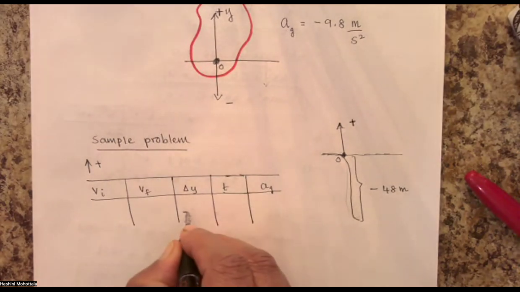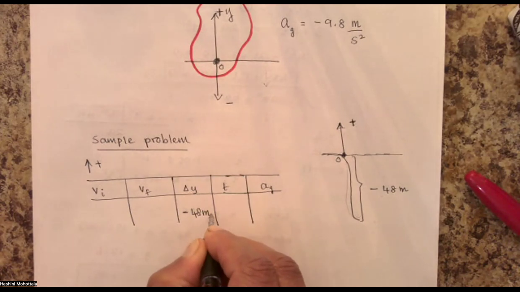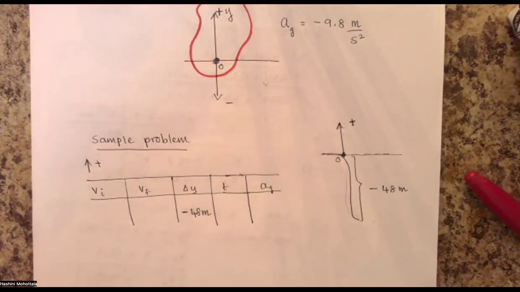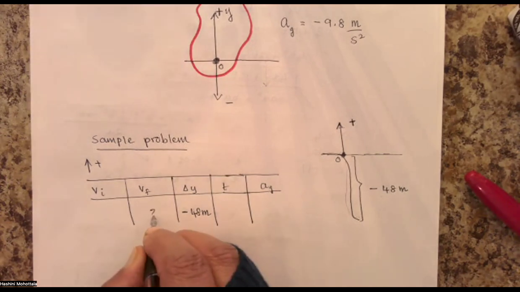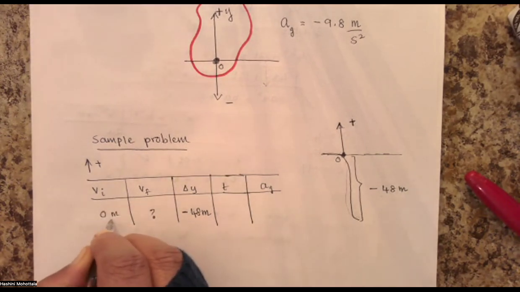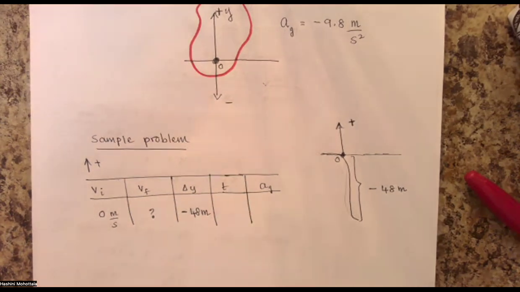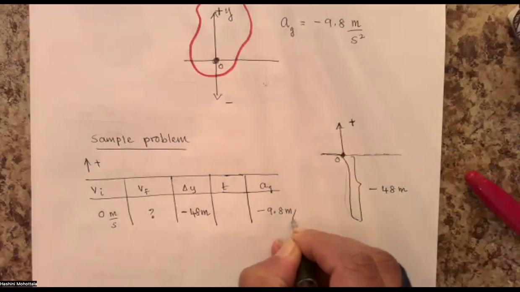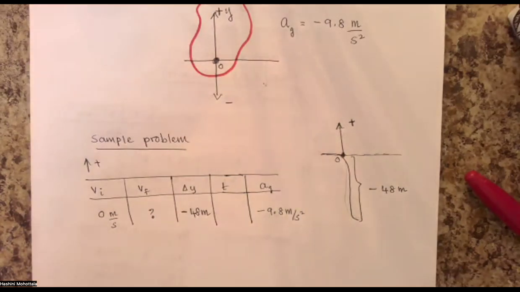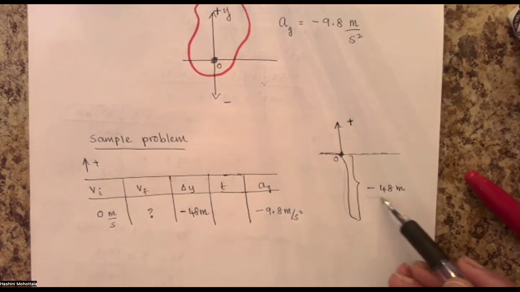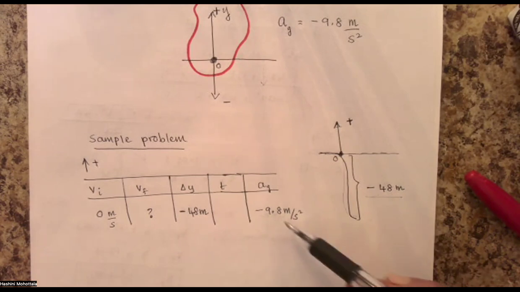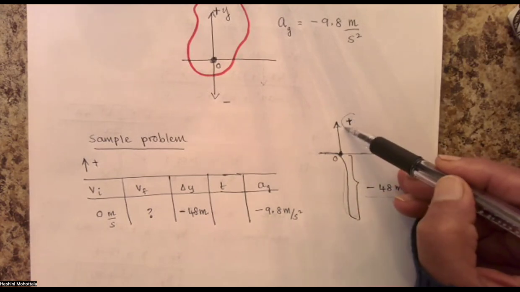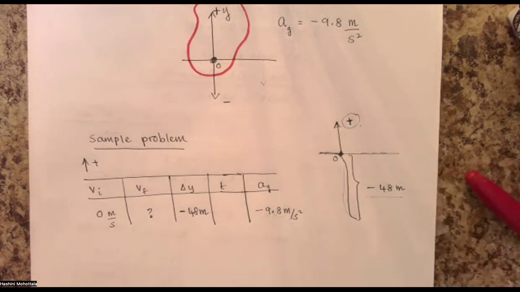So let me write down the information on the table. Delta y is negative 48. V final, I don't know. V initial is 0 because the ball fell. And a_y is negative 9.8 meters per second squared. You might ask me, how come it's negative? Because it's going down and the acceleration also is pointed down. That's true. But I took the displacement as negative and I am taking the acceleration as negative with respect to the direction I picked as my positive direction.